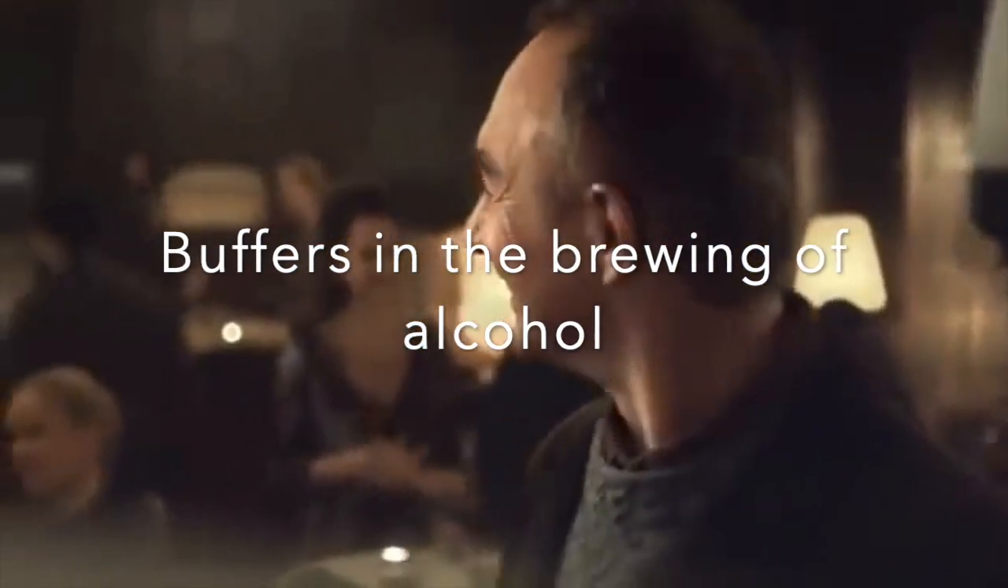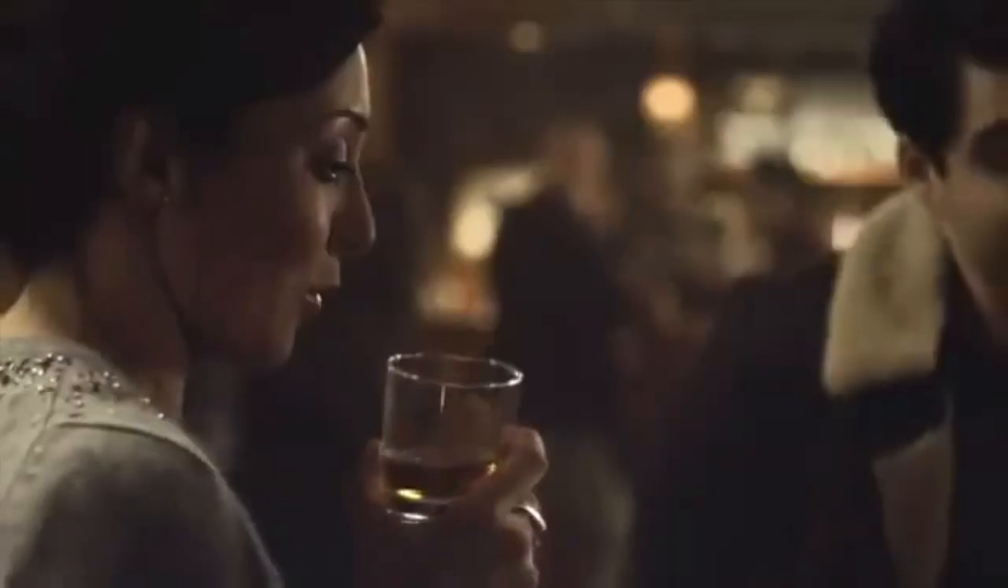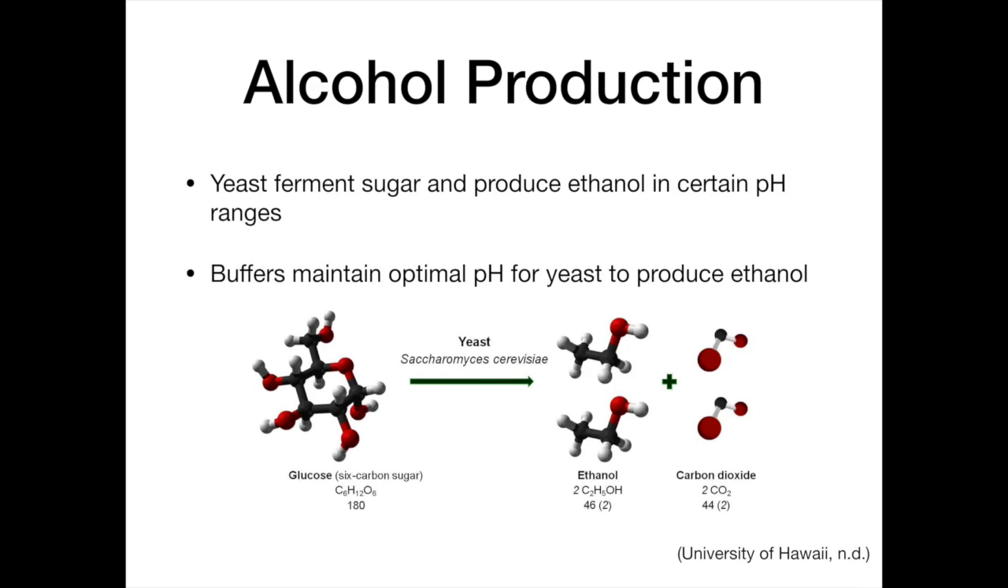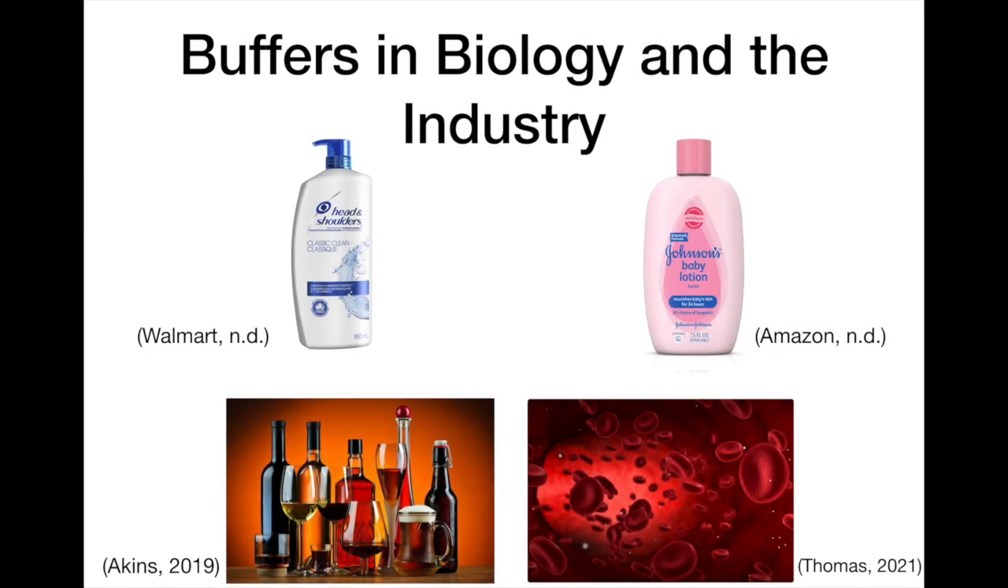Buffers are also used in the brewing of alcohol. Before fermentation, buffer solutions are poured in order to maintain the pH so that the alcohol doesn't spoil. Ethanol used in alcohol is produced by yeast, and these microbes only function to ferment sugar and produce ethanol as a waste product in certain pH ranges. So, it's important that the optimal pH of the environment is maintained so that the yeast can produce the ethanol that alcohol requires.